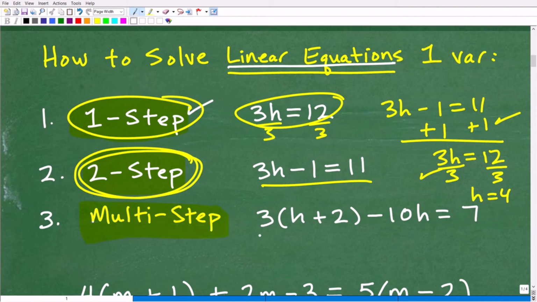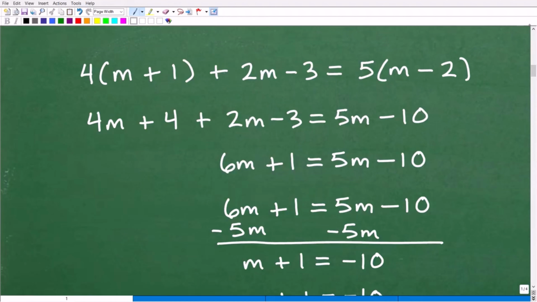These are equations that are going to take you more than two steps. We just classify those as multi-step equations, and that's what we're going to do right now. Again, this is just a quick overview of linear equations in one variable. So if you're struggling with the one-step or two-step equations, master those before you get into more challenging problems like this.